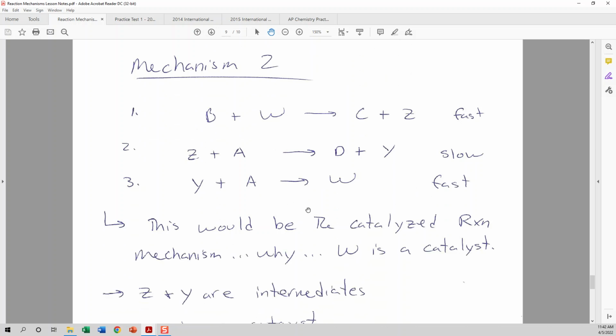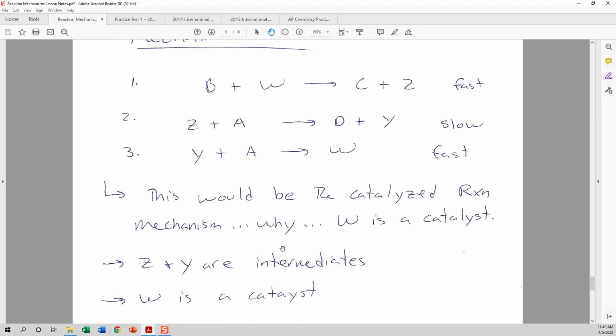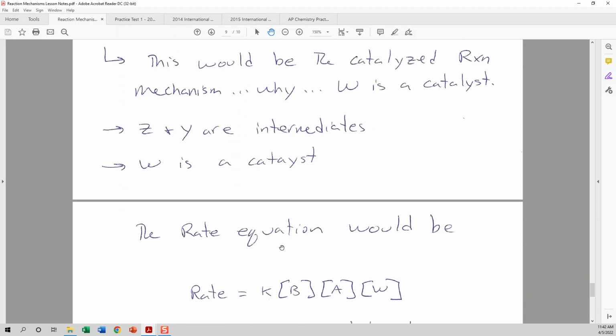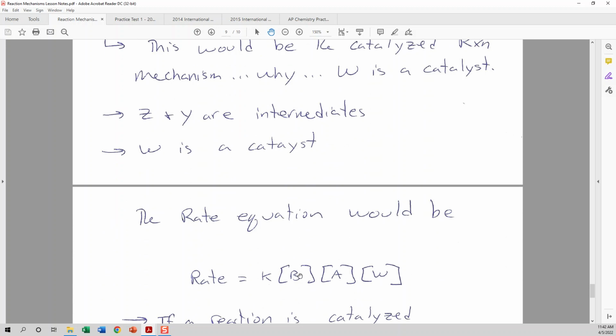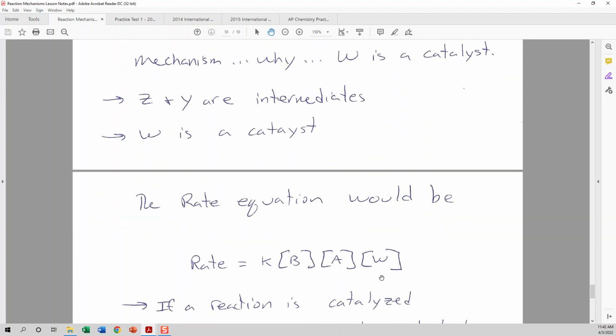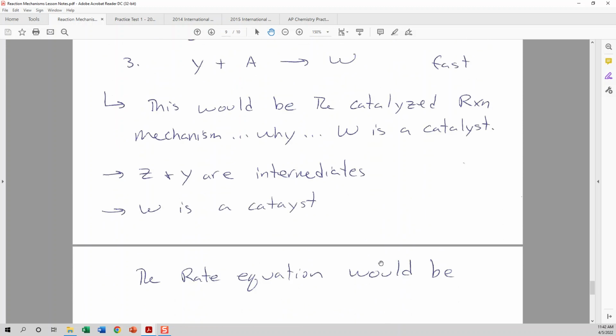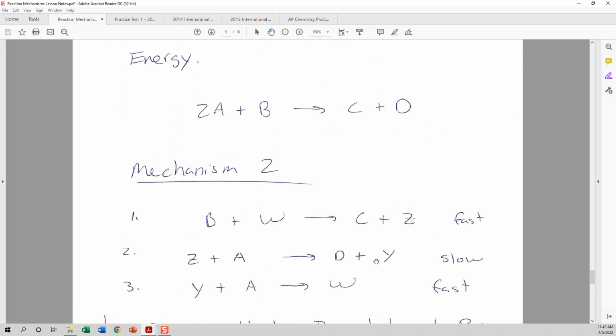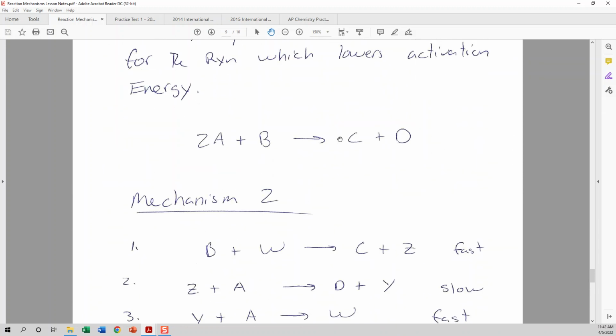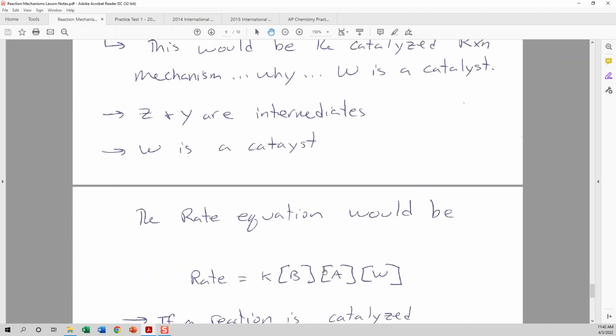So this would be the catalyzed reaction. How do I know it's the catalyzed reaction? Because the mechanism shows a catalyst. So Z and Y are intermediates in this mechanism. W is a catalyst. And the rate equation would be B is first order, A is first order, and wait a minute, W is first order. So that's a new thing we have to understand. Notice W wasn't a part of the overall reaction, but it's included in the rate law.